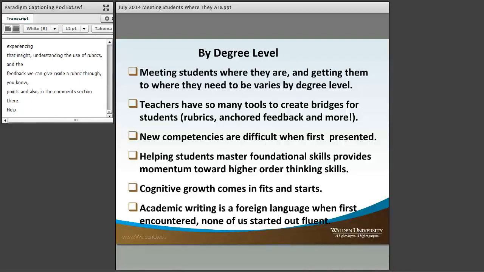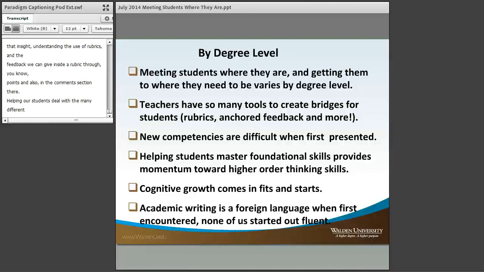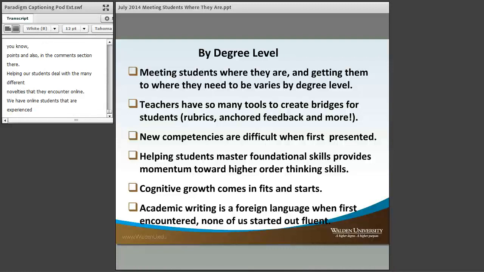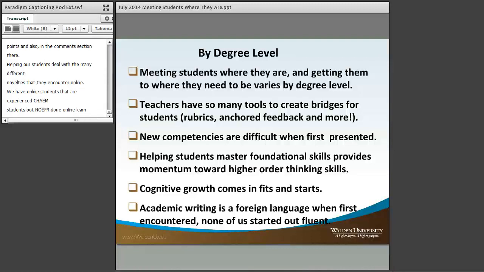Helping our students deal with the many different novelties that they encounter online. We have online students who are experienced scholarly academic students, but they've never done online learning. So they have new competencies that they have to tap into: technology, navigating Blackboard, uploading, using Turnitin, deciphering the kind of readouts they're receiving from different technology tools.